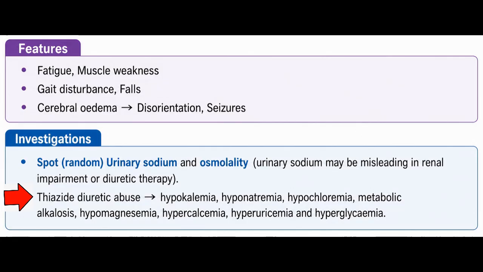Hyperuricemia. Volume depletion reduces uric acid excretion, increasing serum uric acid levels. This explains why thiazides may precipitate gout. Hyperglycemia. Thiazides may impair glucose tolerance, leading to elevated blood glucose levels.